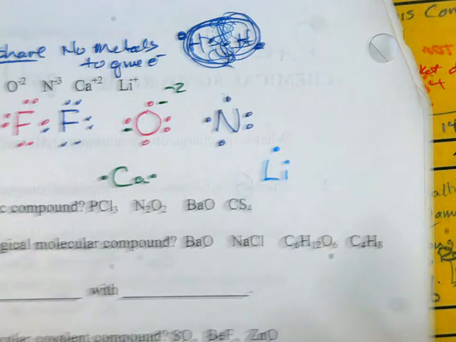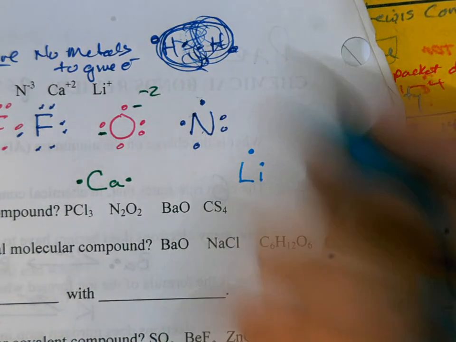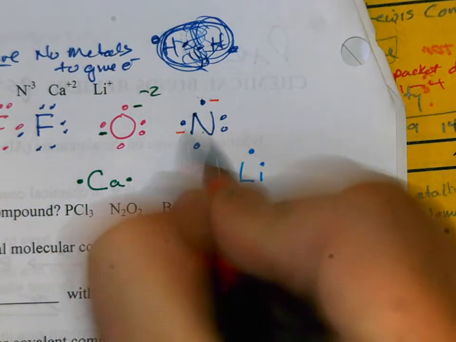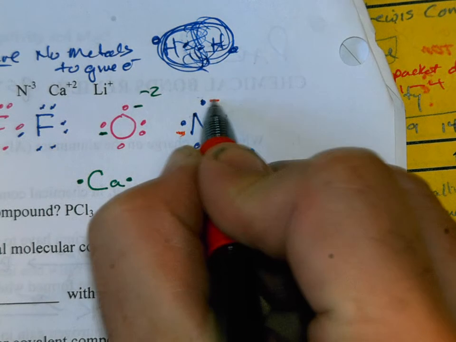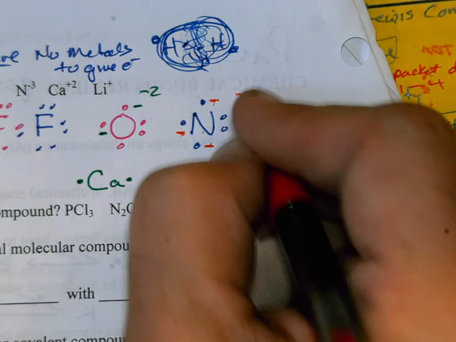Here's the Lewis structure for nitrogen. Okay, it's going to gain 3 electrons to become stable. And so when it gains 1, 2, 3, which I'm drawing as negative signs instead of dots, to let you know those are negative charges, it now becomes a -3 ion.